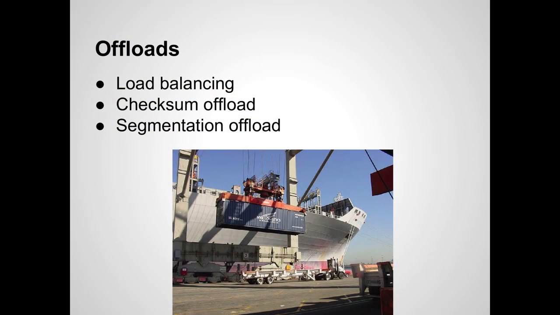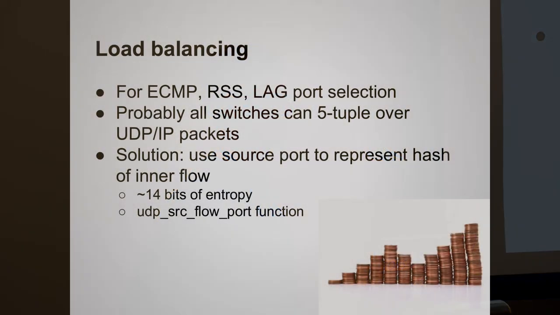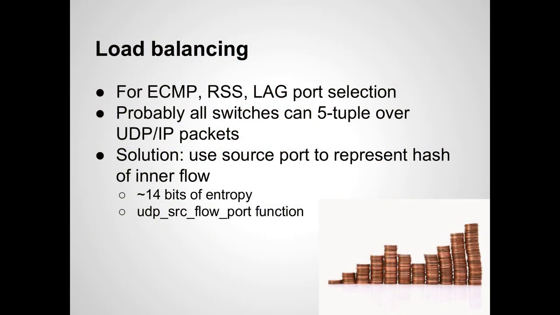So looking at offloads, we consider the three most fundamental areas of offload: load balancing, checksum offload, and segmentation offload. For load balancing, the idea is that we want to split packets, usually over a set of networking resources, to improve utilization. This happens inside the network when we do equal cost multipath routing, ECMP. This can happen at the NICs when we do things like RSS. The host stack has RFS and RPS. There's also link aggregation and port selection. So there are many places where we're trying to split packets among resources.